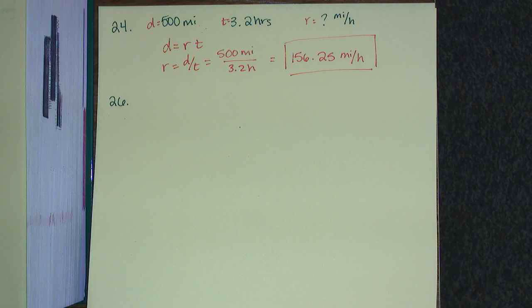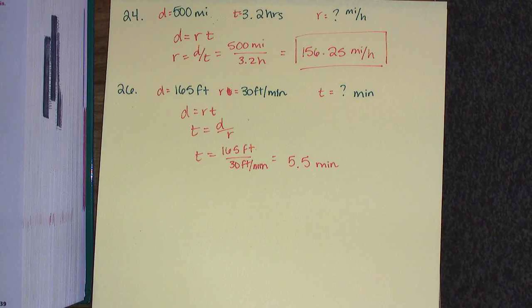Yeah, you can just tell me the equation. So you start out with d is equal to RT. We needed to solve for t. So we get t is equal to d over r. And then setting it up, 165 divided by 30 gives you 5.5 minutes. Any questions about that type?